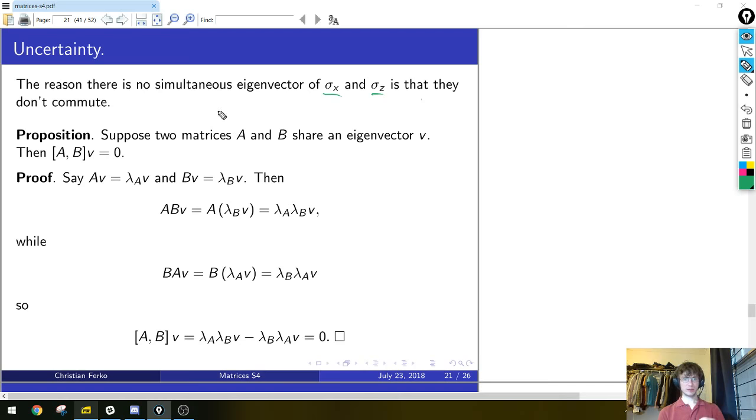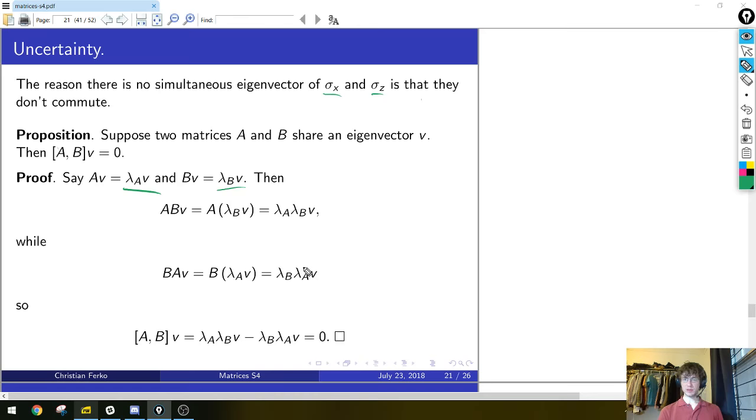Suppose these two matrices A and B, which could be sigma x and sigma z if you prefer, share an eigenvector v, which means v is an eigenvector both of A and of B. If that's true, I claim that if you take the matrix commutator of A and B and apply that matrix to the vector v, you'll get 0. Okay, so why is that? The proof is that you suppose A and B both have the eigenvector v. By the definition of eigenvector, A on v gives you a number times v, which I'll call lambda a, and B on v gives you another number, which I'll call lambda b, times v.